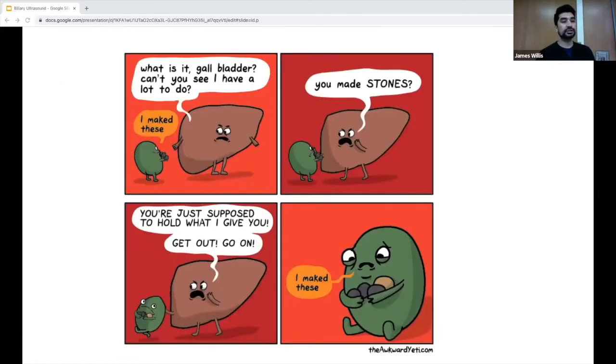So biliary ultrasound, we were talking about biliary disease, a lot of which stems from gallstones. The different biliary diseases that we look for on ultrasound are plain cholelithiasis, which we have to differentiate from biliary colic versus acute cholecystitis. We can see choledocholithiasis, and then in the right clinical context, and more rarely, ascending cholangitis.